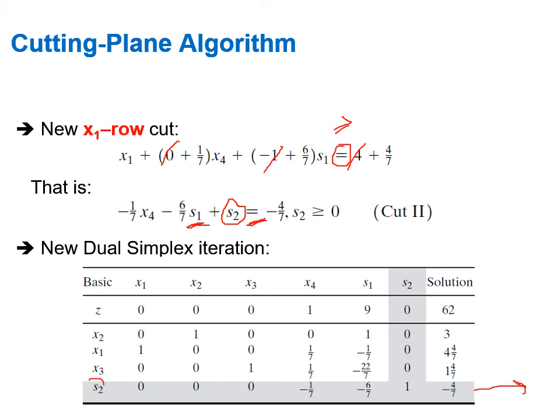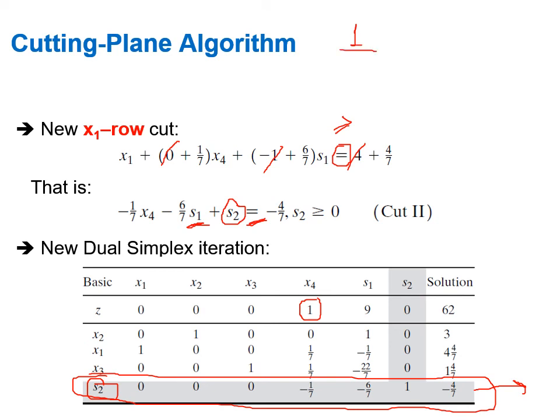Which corresponds to S2. So this is our pivot row now, and then we need to identify the entering variable, and for that we need to make the ratio test. X4 is a non-basic variable. Row 0 coefficient is 1. I'm writing here 1 divided by minus 1 over 7 in absolute value, and you obtain 7.